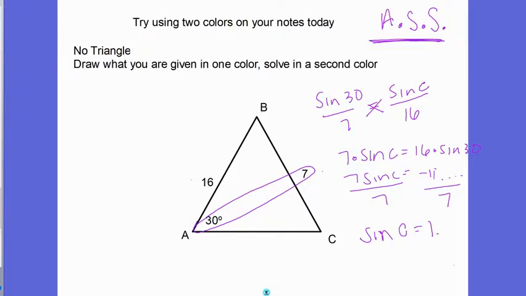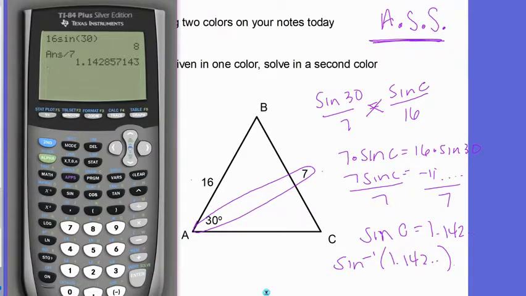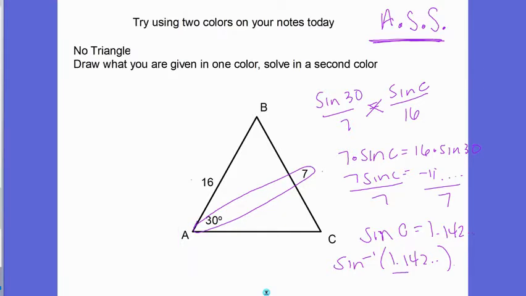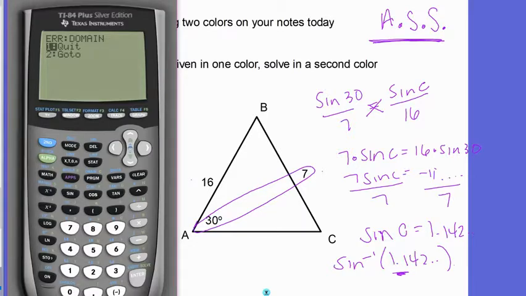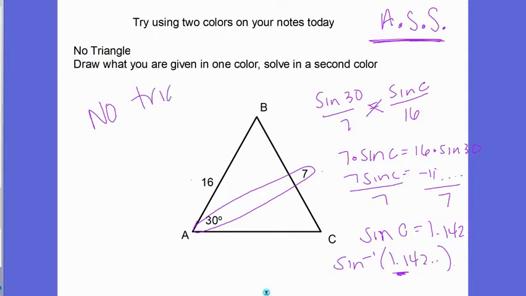Sine C is 1.142, something like that. Remember, to solve, I need to take the sine inverse. Sine inverse of 1.142. In your calculator, you can go second, sine inverse, and I always use the answer button down here, and look what happens. Error, domain. Later in this unit, we will talk about the unit circle, and the biggest that sine can be is +1, and you'll notice this is over +1. So it doesn't work, and that's why it says error domain. If you get this, now you just stop, okay? This one is no triangle.